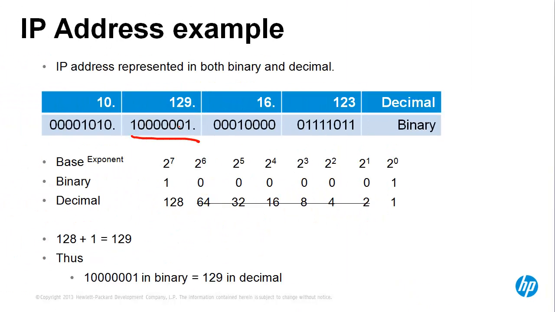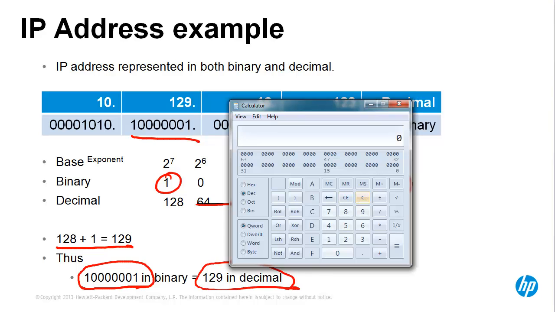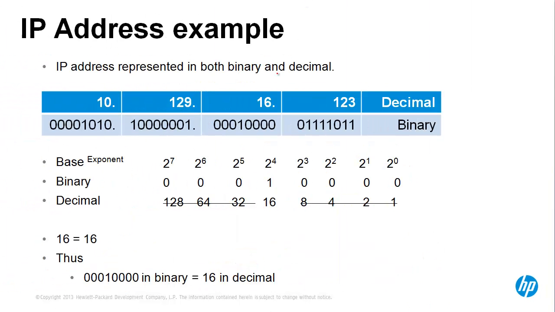What about 129? 128 plus 1 equals 129. This bit and this bit are set on. Other bits are off. Thus, 1 followed by 6 binary zeros followed by a 1 is equivalent to 129 in decimal. Using our language analogy, this is French, this is English. Different language, but we're saying the same thing. Using Windows Calculator once again, 129 in decimal is equivalent to 1 followed by 6 zeros and a 1 in binary. Tomato, tomato.